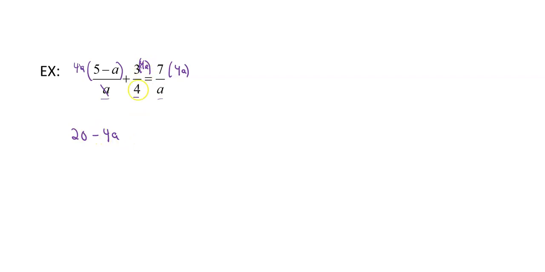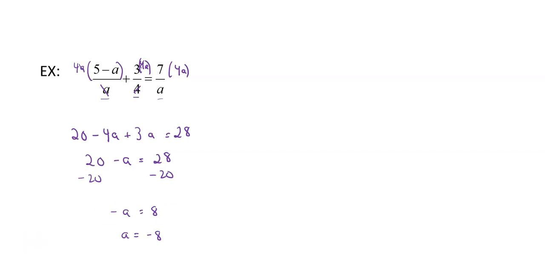Right over here, the 4's go away, and I'm left with a 3a. On the other side, the a's go away, and I get a 28. So I get 20 minus a equals 28. Subtract 20 from both sides. Negative a is 8, so divide both sides by negative 1, and you get a is negative 8.